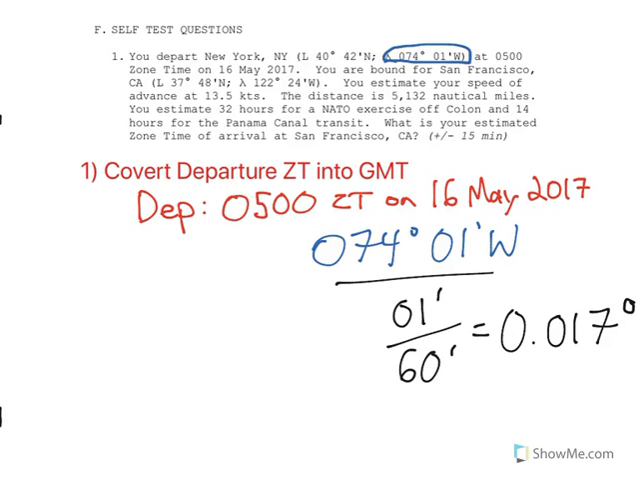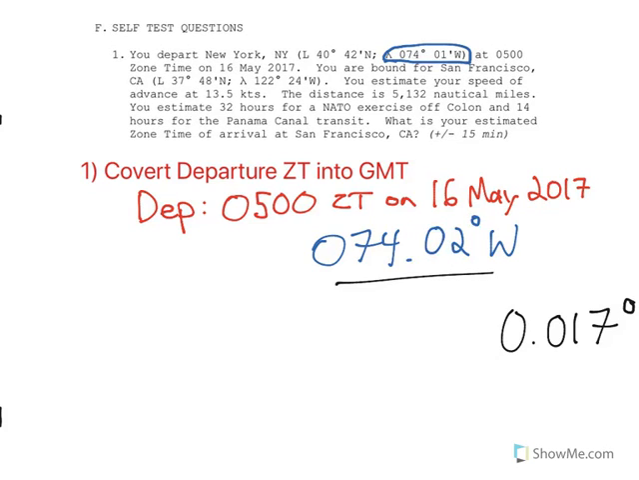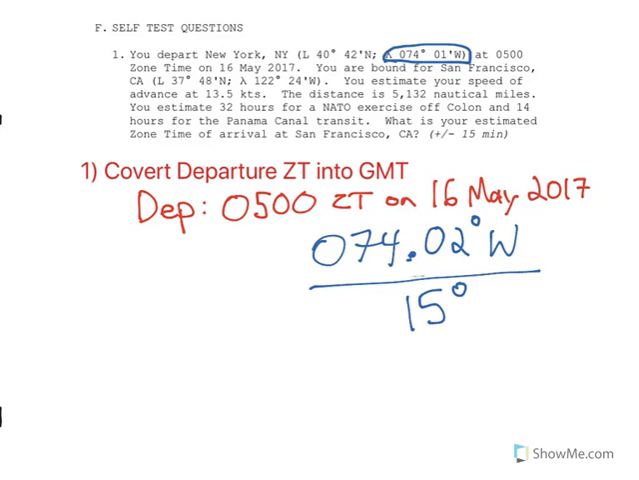Now we can take our 1 minute of longitude and we can replace that with 0.017 degrees. And I'm actually just going to round that to 0.02 degrees. We don't need to be that exact. We can round to the nearest hundredth. So now we can put this number into a calculator, 74.02 degrees. So we'll divide that by 15 degrees because each time zone is made up of 15 degrees, and we're looking for a time zone, and we get 4.93.